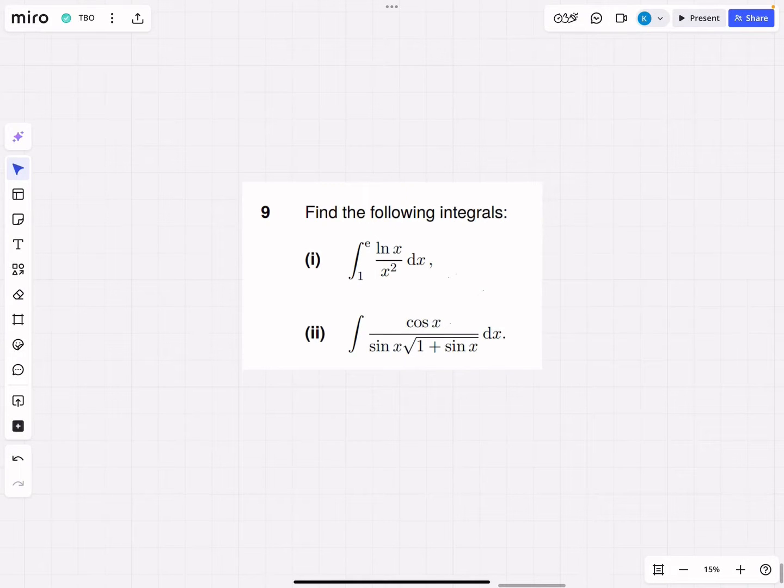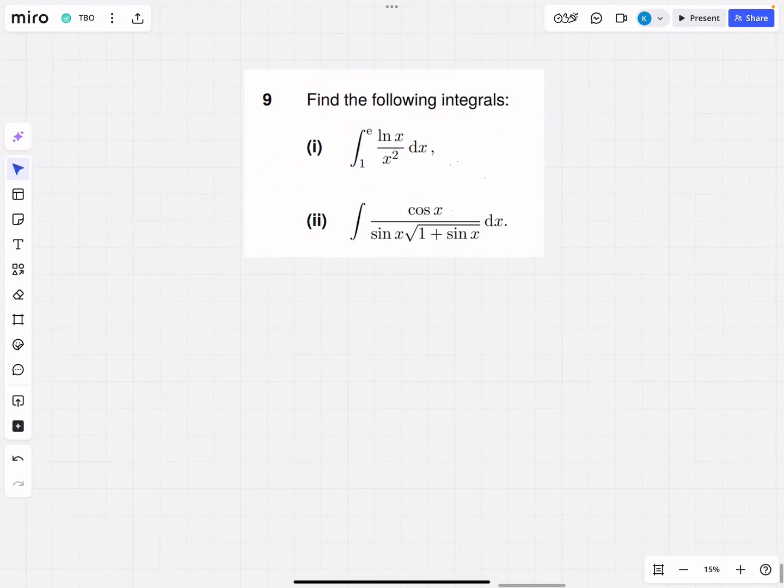Okay, today we're going to be attempting some step 1 integrals. So let's give this a go. So our first integral is the integral from 1 to e of the natural log of x over x squared dx.